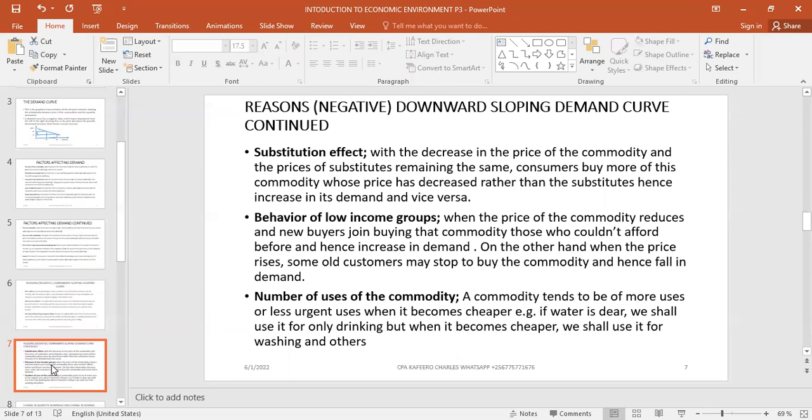You can give it the other way around, that when the price of the commodities is high, since these people have less disposable income, we expect that they will completely leave the consumption of the item, or if the items are important, they may reduce their consumption and start buying less.